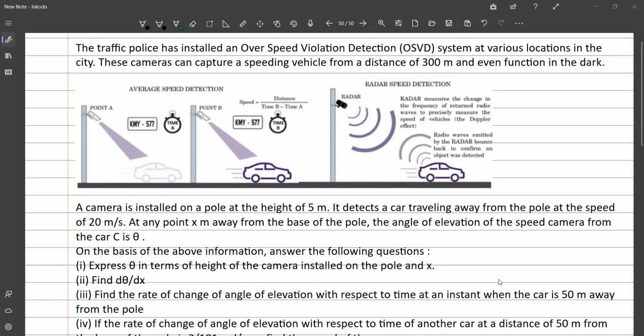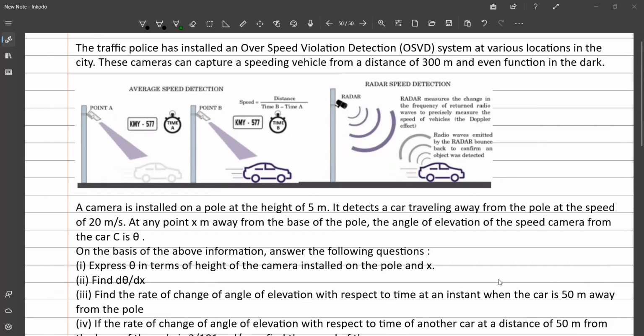So if you recall the concept of angle of elevation, it is the angle when an object at a height is observed from a lower level. So the object at a height here is the camera, and it is observed from the car's level. And this angle of elevation, we don't know, that is theta. So here there are two variables.